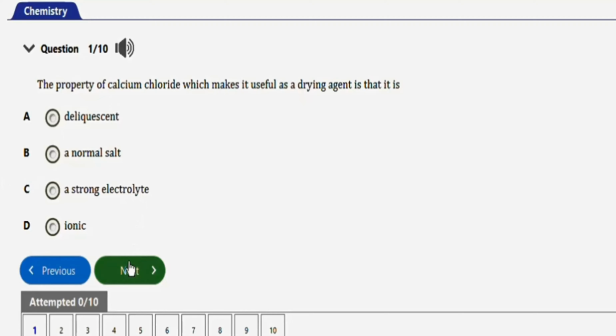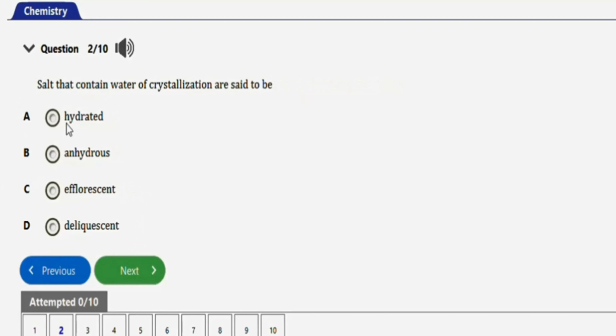Next simple question. It says salts that contain water of crystallization are said to be. So the right option will be option C, efflorescent. Right option is option C, which is efflorescent. So that's it for this question.